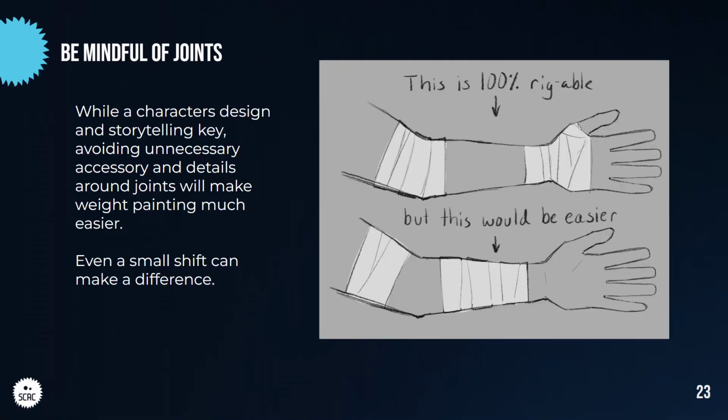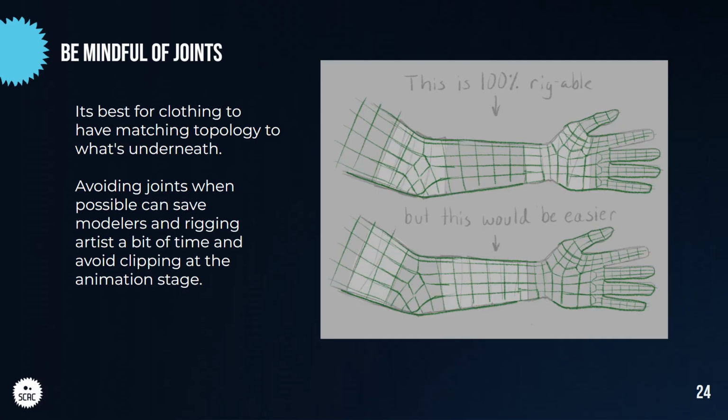Also, another thing on joints is, obviously the character's design is usually going to be the number one priority, but if you're designing things like background characters or characters that don't really need to have all these crazy accessories, avoiding joints is just a good way to cut down on some time and headaches. I did this little example of some bandages around the elbow and the wrist. Basically, if you have anything that's overlapping, you're going to want the geometry to be the same so that when it deforms, they deform in line with each other.